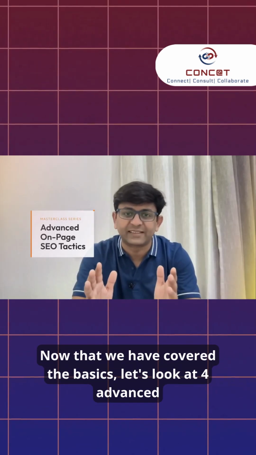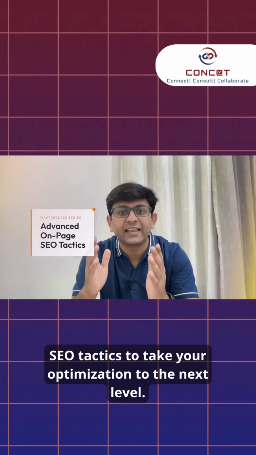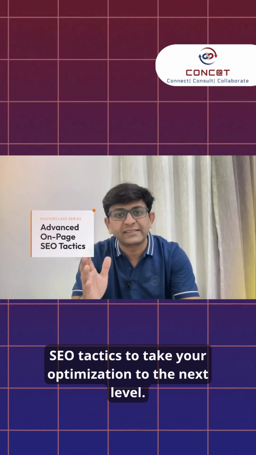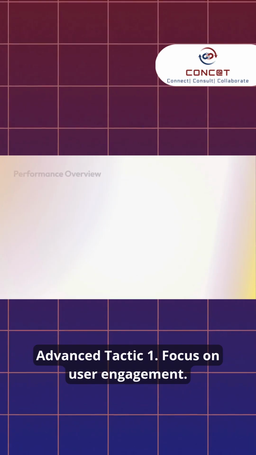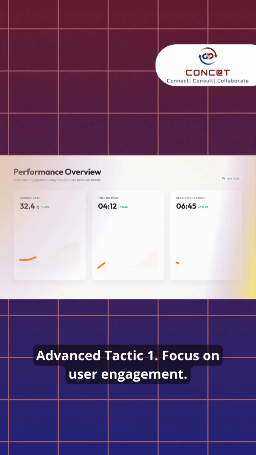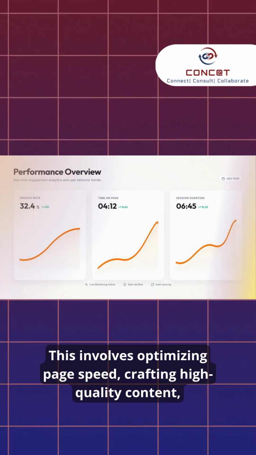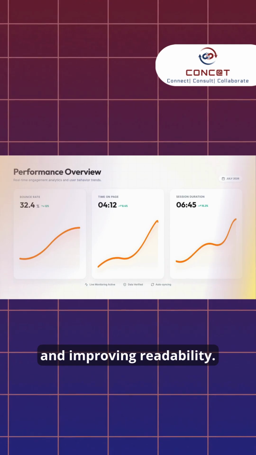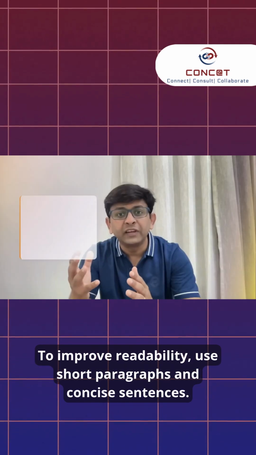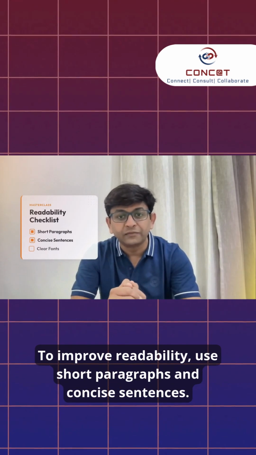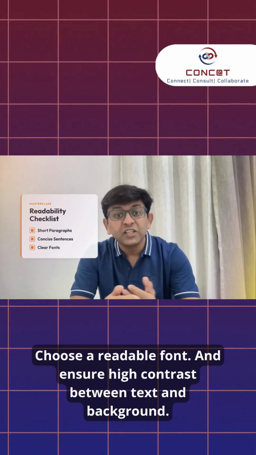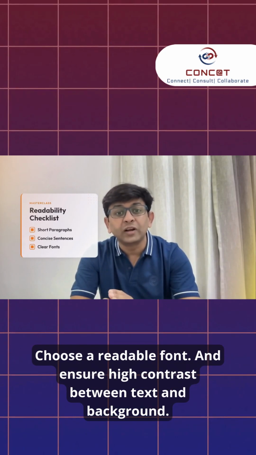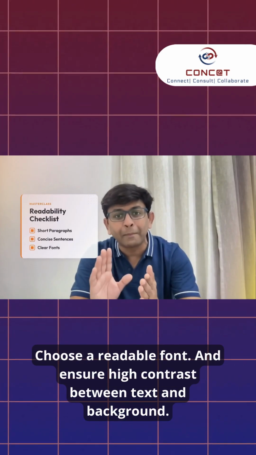Now that we have covered the basics, let's look at 4 advanced SEO tactics to take your optimization to the next level. Advanced Tactic 1. Focus on user engagement. This involves optimizing page speed, crafting high-quality content, and improving readability. To improve readability, use short paragraphs and concise sentences. Choose a readable font and ensure high contrast between text and background.